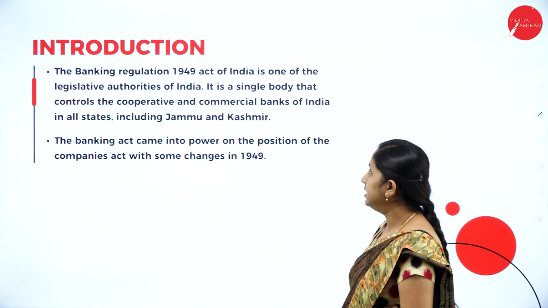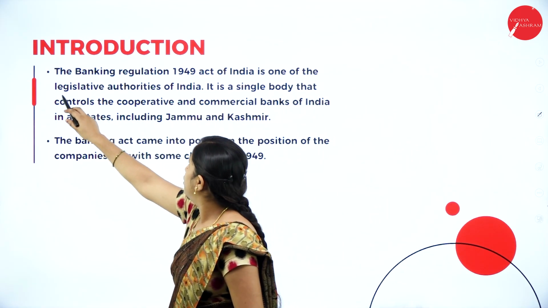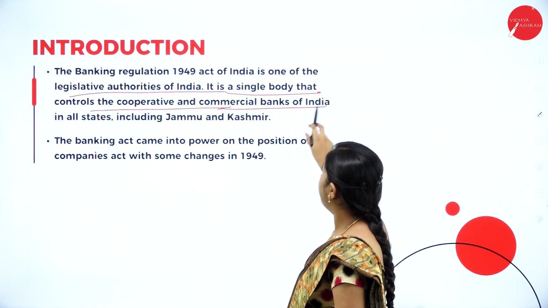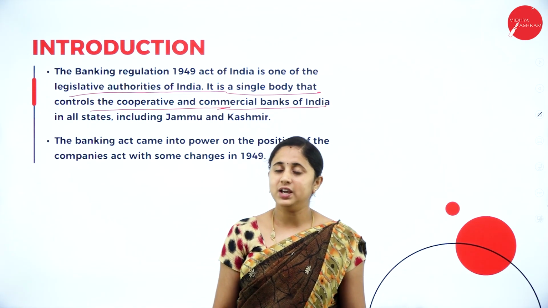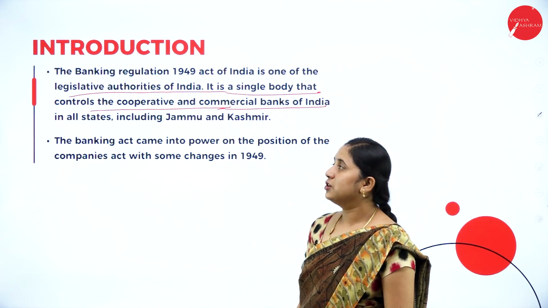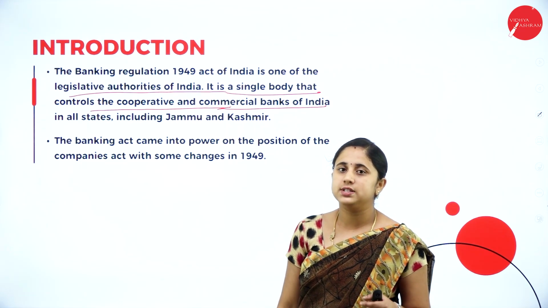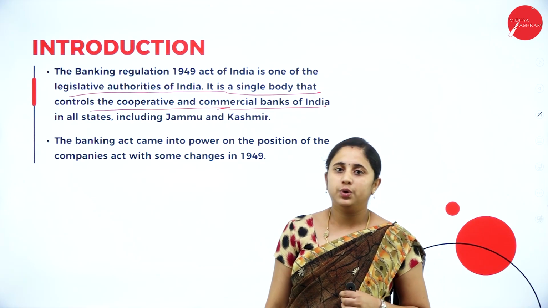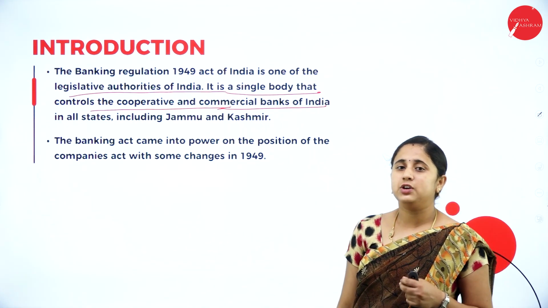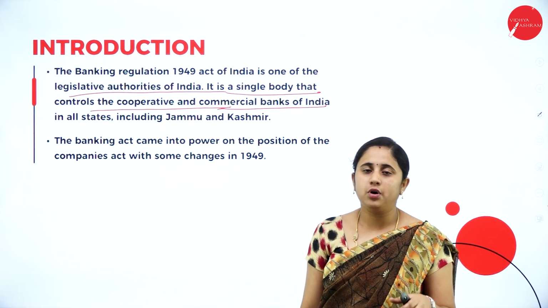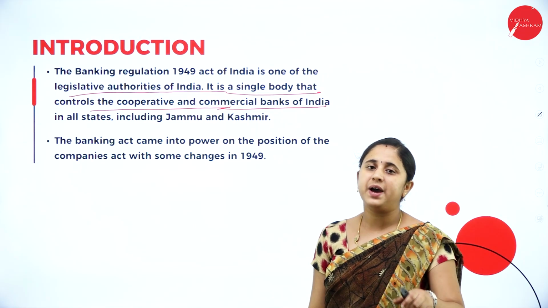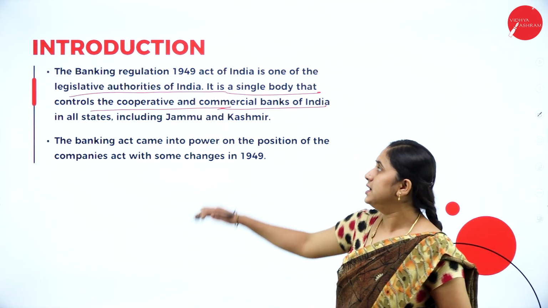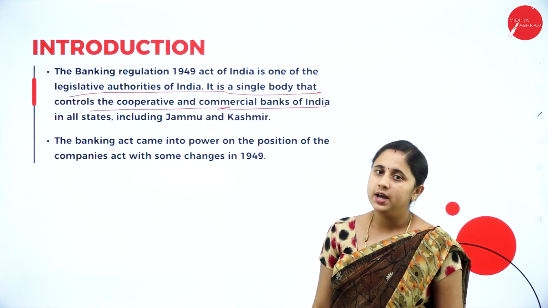This Banking Regulation Act 1949 is one of the legislative authorities of India. It is a single body that controls the cooperative and commercial banks of India in all states, including Jammu and Kashmir. So this is a single act, a single legislative authority. It controls all the commercial banks and cooperative banks all over the country. Through this act, RBI is going to control all the activities of commercial banks and cooperative banks. In order to govern and regulate them, this act is going to help the RBI.